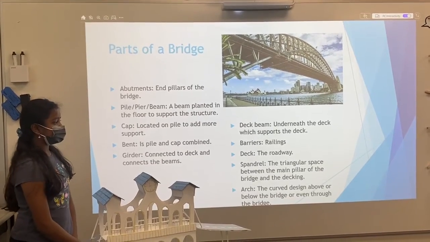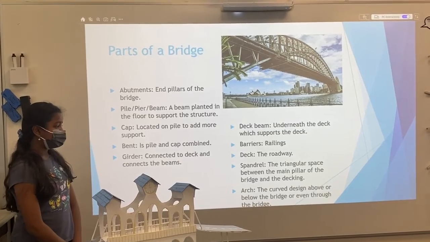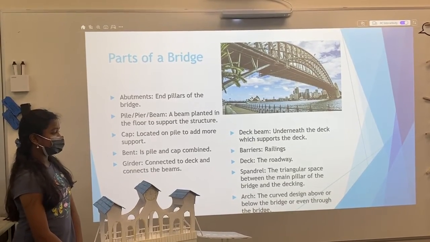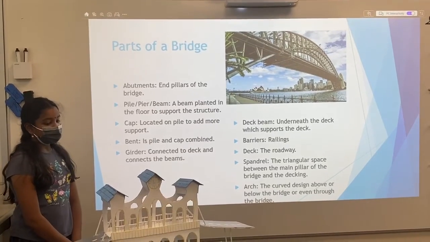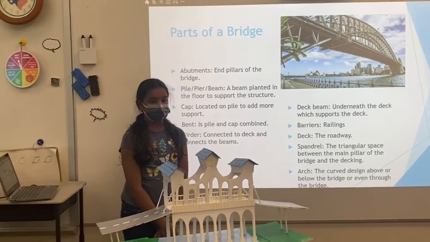A spandrel is a triangular space between the main pillar of the bridge and the decking. An arc is the curved design above or below the bridge or even through the bridge. For arc bridges, architects need to carefully design how many arcs there are to support the weight.